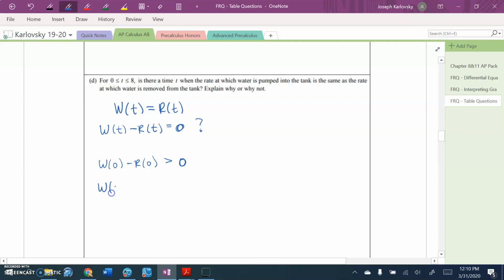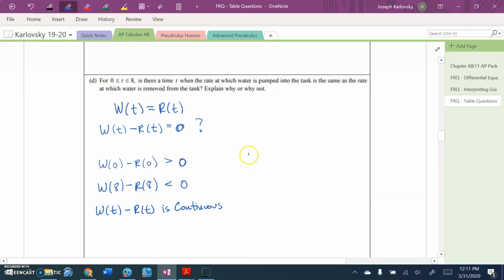I also went to the end, W of 8 minus R of 8, other values I can get from the function and the table, and I found that difference, and it's negative. So I have that at 0, it's positive, at 8, it's negative. And then you just have to say the statement. We know that W of t is a continuous function, and since it told us R of t is differentiable, then we can just say that W of t minus R of t is continuous. If you remember, those are the three parts of the intermediate value theorem, that there's a positive, a negative, and we know the function is continuous.